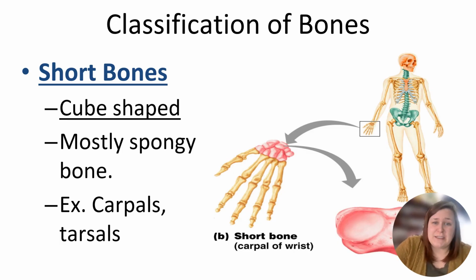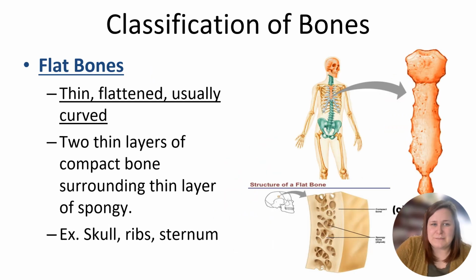So our next classification of bones is going to be our short bones. Our short bones are going to be cube shaped. They're going to be mostly spongy bone. And these are going to be things like our carpals and our tarsals. So like our wrist is a really good example of this.